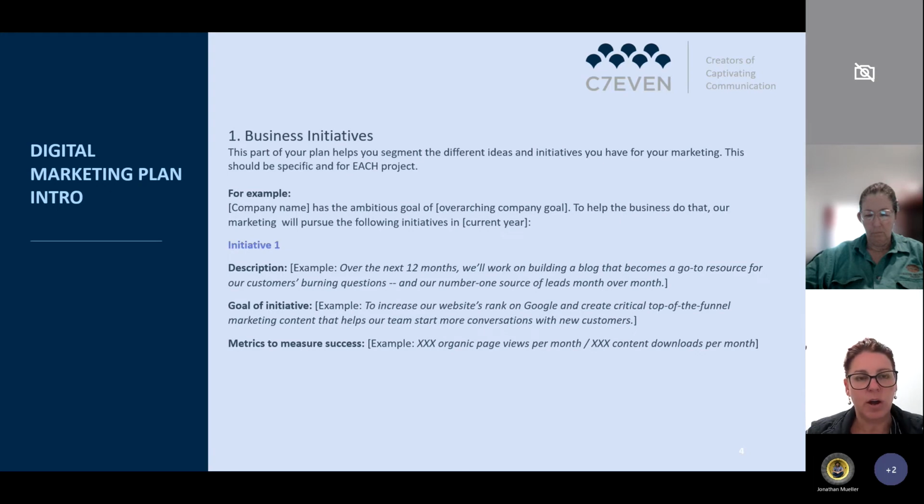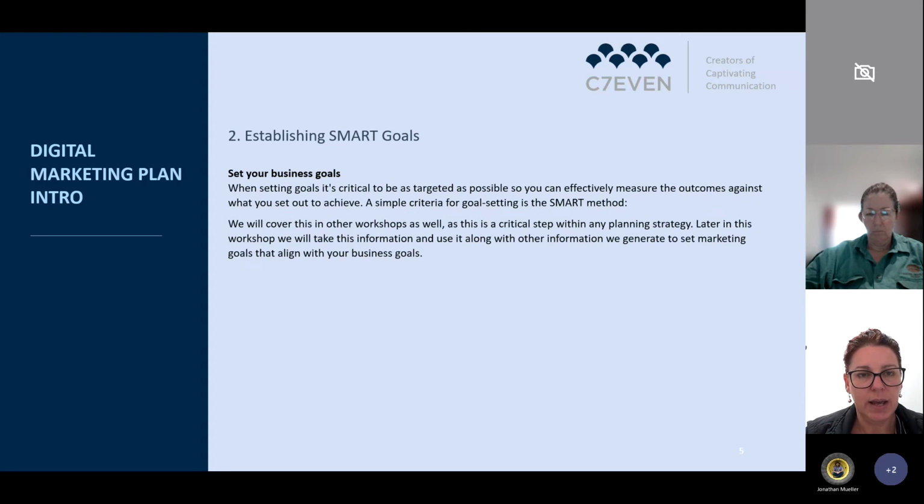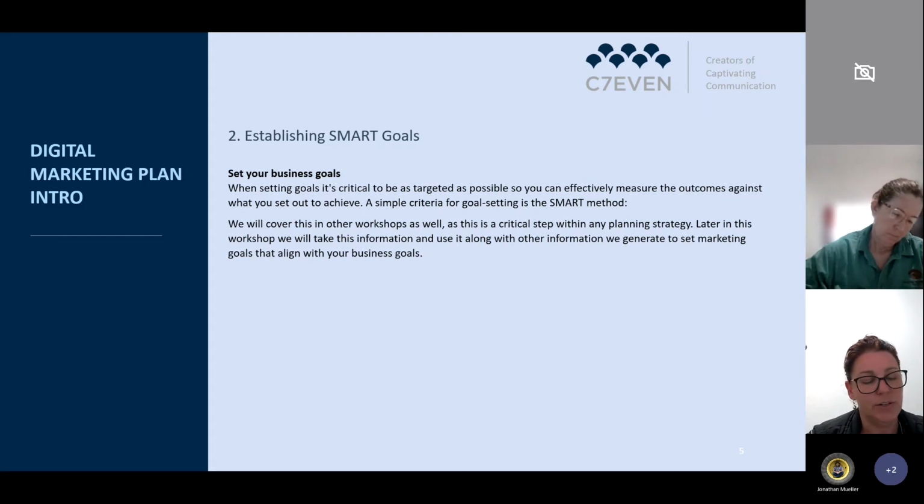To help identify what those initiatives are and how you actually identify objectives and goals, we can look at SMART goals. So you may have heard this before. You might have even conducted this for some of your marketing activities for your businesses. When setting goals, it's critical to be as targeted as possible so you can effectively measure the outcome against what you set out to achieve. So a really simple way to do this is with this SMART acronym.